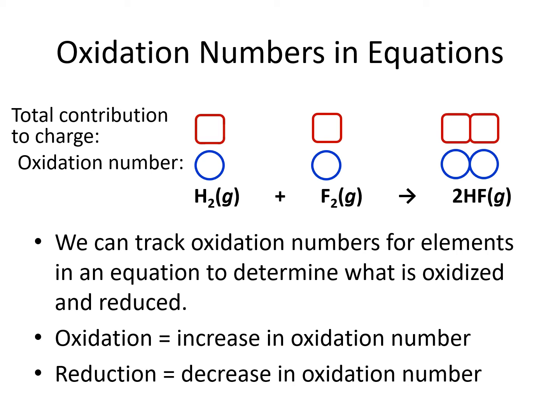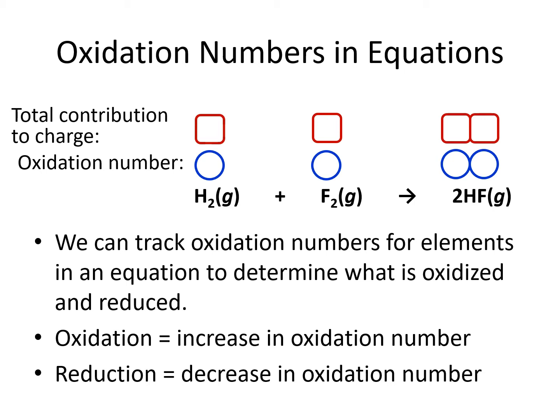We're not just finding oxidation numbers for the fun of it, although I think it's pretty fun. We're doing it in order to find which thing in our reaction is oxidized and which thing in our reaction is reduced. We're going to find the oxidation numbers of every single element in every single compound in the reaction.